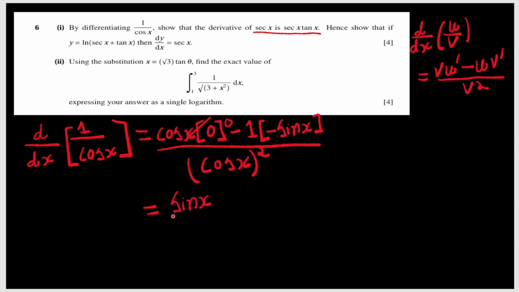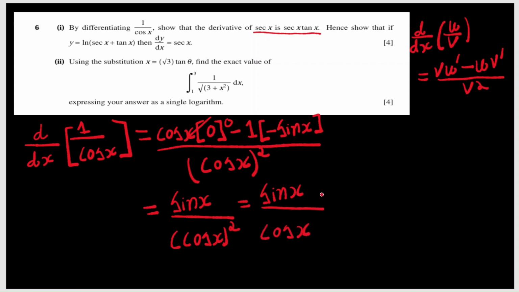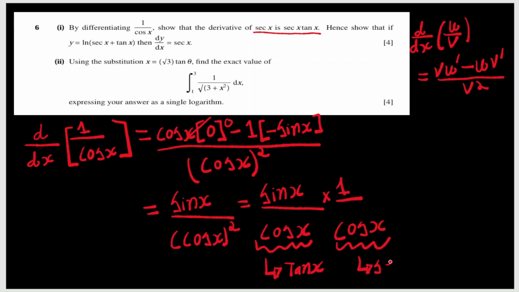And in the denominator, what do we have? We have cos squared x. Now I know that I can split this into cos x times cos x, so sin x over cos x, into 1 over cos x. Now we know that sin x over cos x, this one over here, what is this equal to? This is equal to tan x. And what is 1 over cos x equal to? It's equal to sec x.